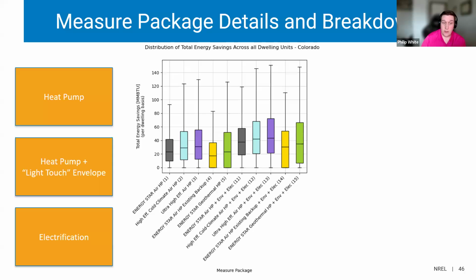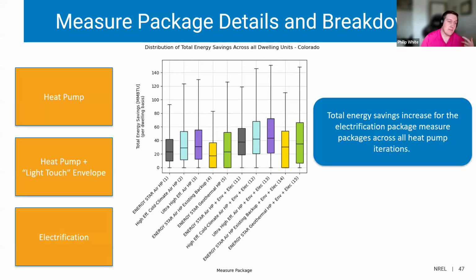But if we look at total energy savings between measure packages 1 through 5 and 11 through 15, one can see that total energy savings increase for the electrification measure packages for each respective heat pump iteration. This is likely due to more efficient appliances and water heaters replacing the existing stock's less efficient systems. Well, that's it for example results. Let's talk about a couple special outputs in our data set.